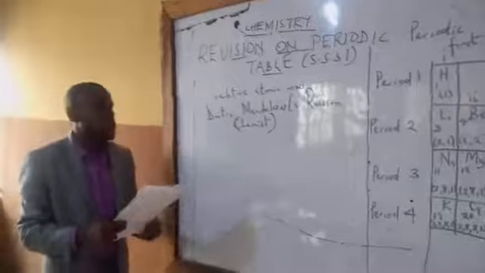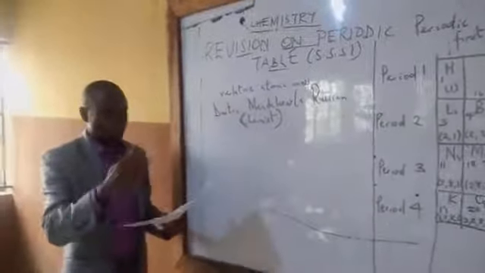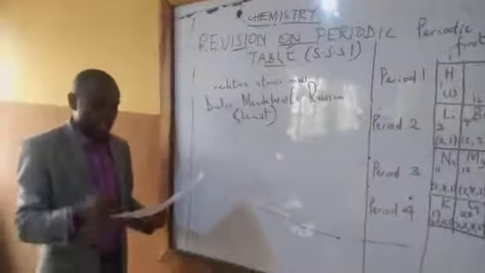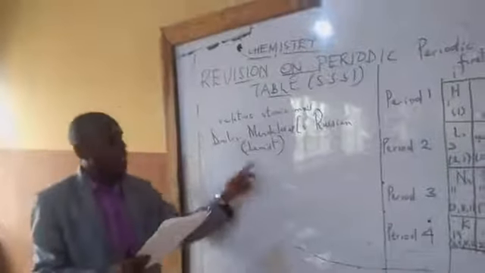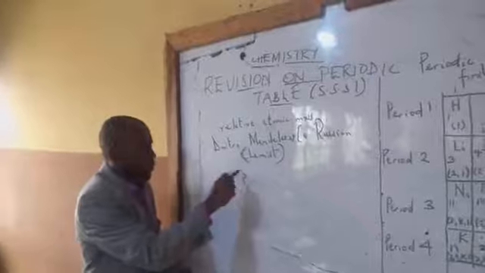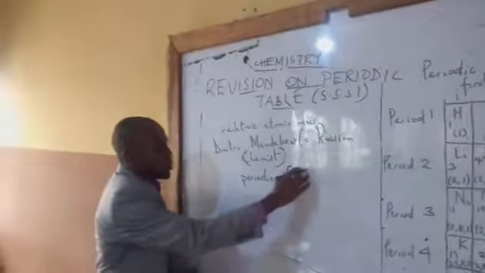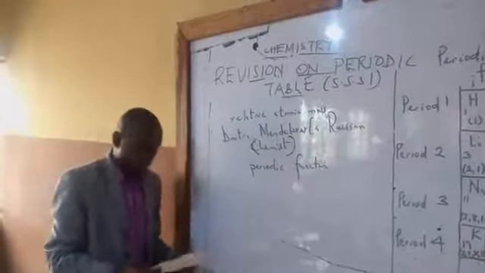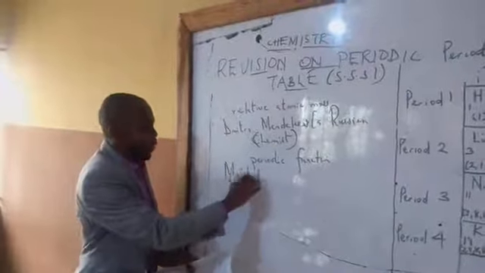Now, let's go to the law, because when we are talking about Mendeleev, there is a law which he proposed, and the law is Mendeleev's periodic law. The law states that the properties of the elements are a periodic function of their relative atomic mass. That is the Mendeleev law.